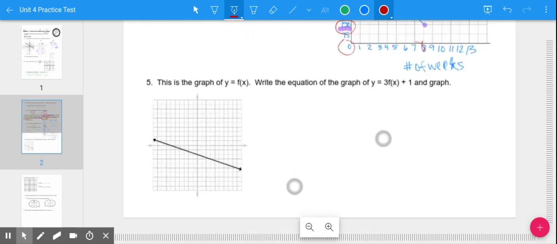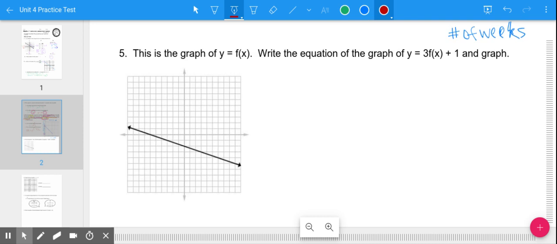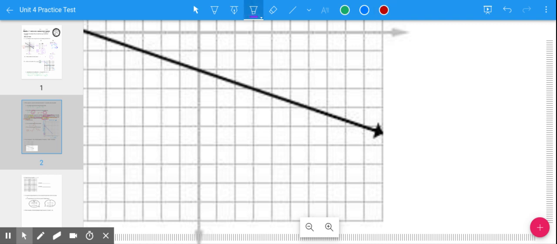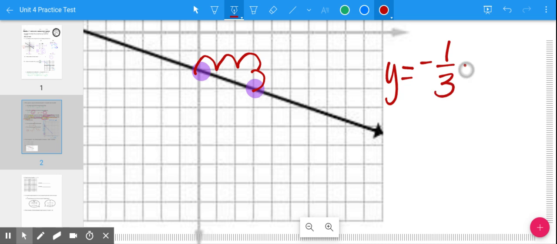Let's move on to the next problem. It says this is the graph of y = f(x). Find the equation of the graph of y = 3f(x) + 1 and graph. So we have to first find the equation of this graph. The first thing I'm going to do is find my y-intercept and my slope. My slope is negative, and it's my rise over my run. So I'm rising 1 and running 3, so it's going to be negative 1/3. And then my y-intercept is negative 2.